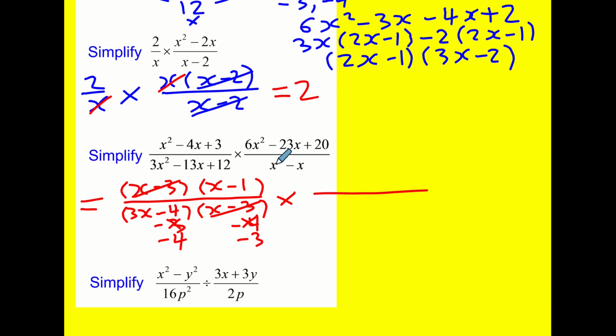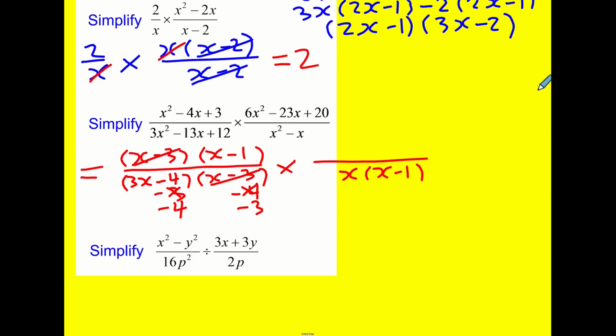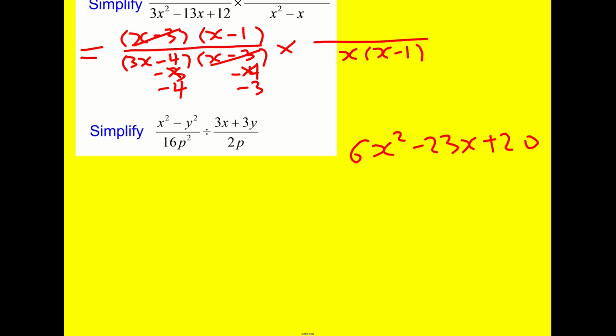Okay, next one. Let's actually do this one down here because it's the easiest one to deal with. X minus 1. Okay, now I'm going to need to factorize 6x squared minus 23x plus 20. Okay, I'm going to do that down here, and now we've got quite a large coefficient, and we've got a large one here, so I'm going to use the second method I spoke about to do this.